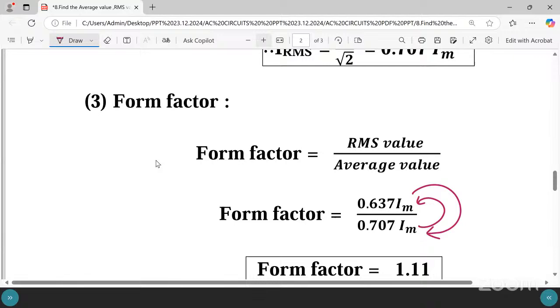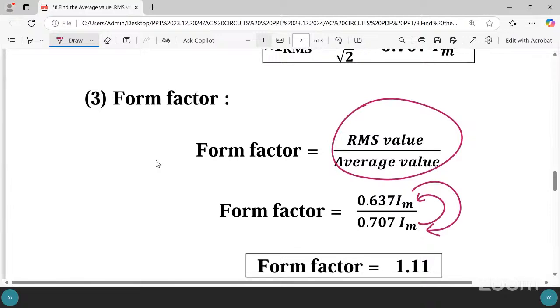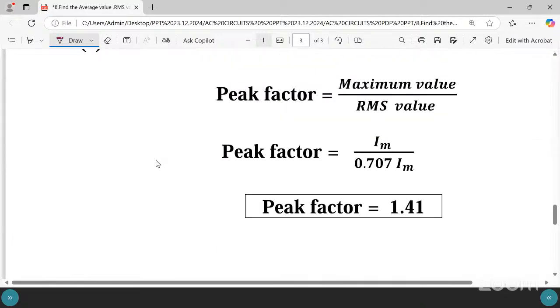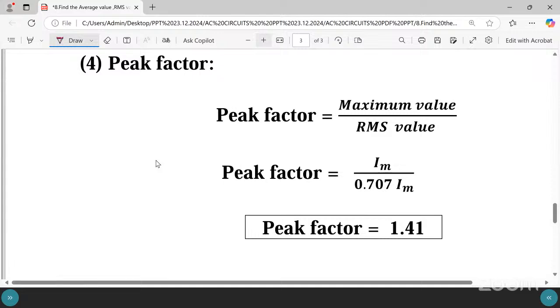1.11. Don't do the calculation, just remember the formula. What is the formula? RMS value by average value. Next one, last one: peak factor. Maximum value by RMS value. Maximum value is Im, RMS value is 0.707 Im. Im will cancel, we get 1.41. So this is for current, the same style.